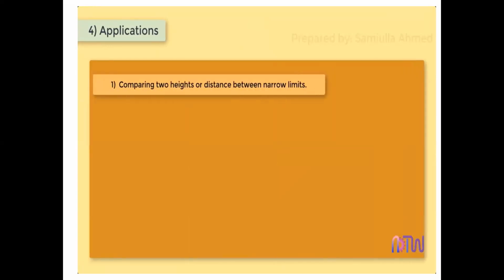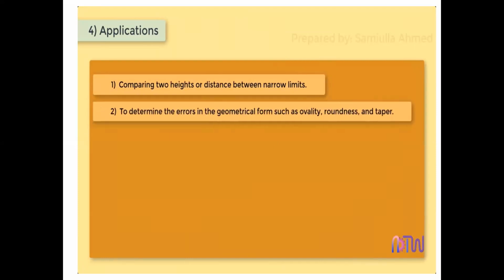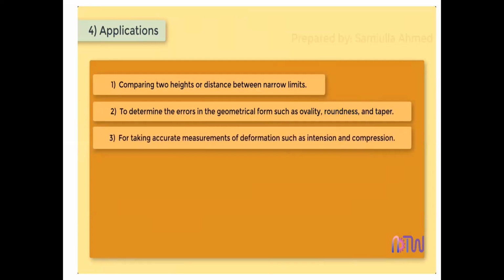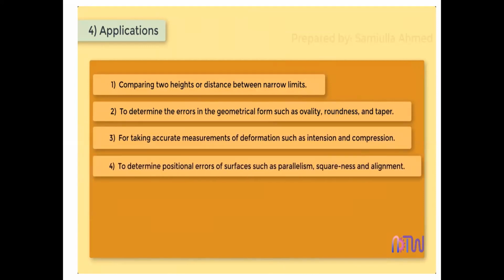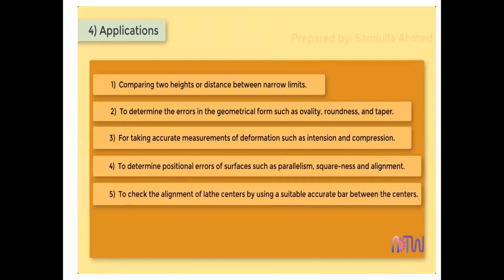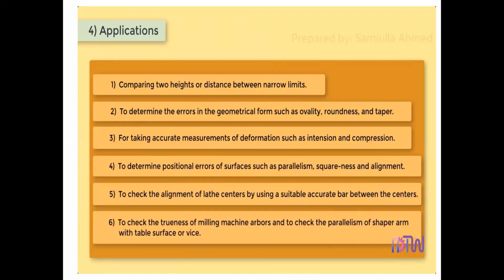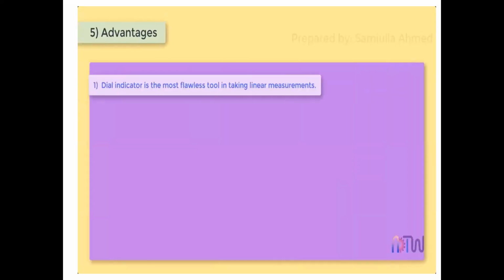Applications of dial indicator. 1. Comparing 2 heights or distance between narrow limits. 2. To determine the errors in the geometrical form such as ovality, roundness, and taper. 3. For taking accurate measurements of deformation such as indentation and compression. 4. To determine positional errors of surfaces such as parallelism, squareness, and alignment. 5. To check the alignment of lathe centers by using a suitable accurate bar between the centers. 6. To check the trueness of milling machine arbors, and to check the parallelism of shaper arm with table surface or vise.